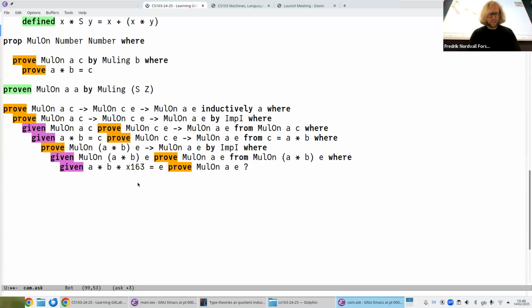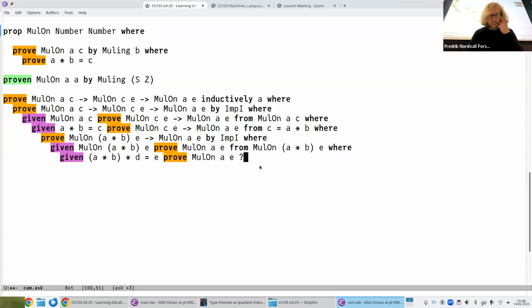Okay, so here I get given that there is some D such that A times B, that's my left-hand side of my mull-on, times this D is equal to E, right? Okay, but then again, I have an E in my goal, so I might as well substitute along this equation.